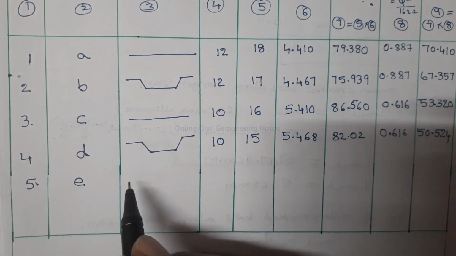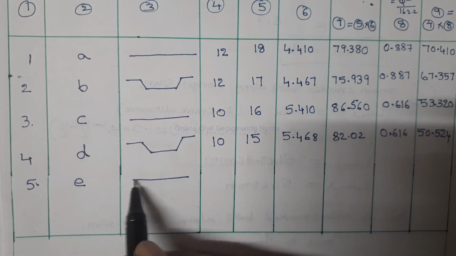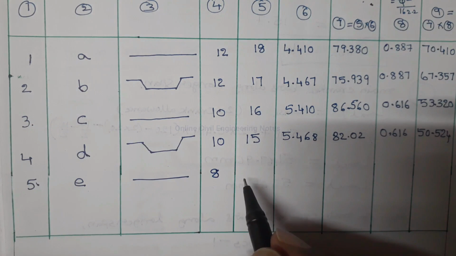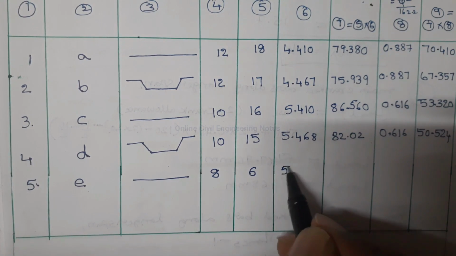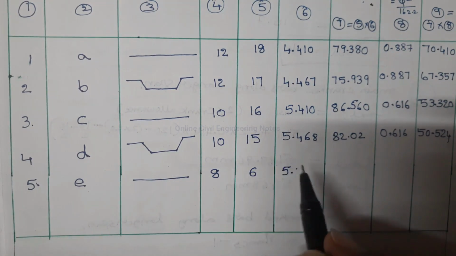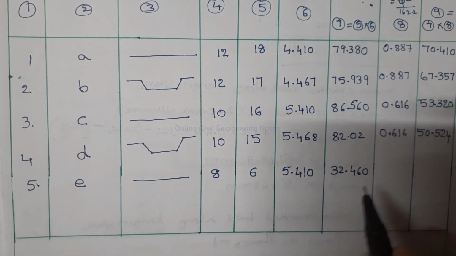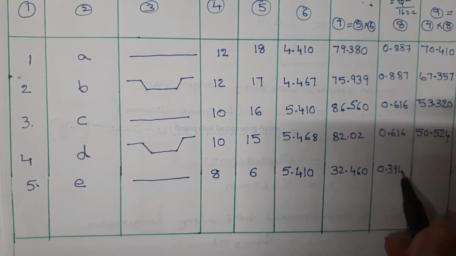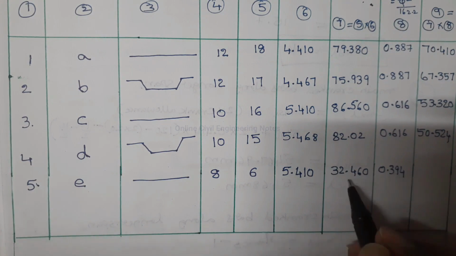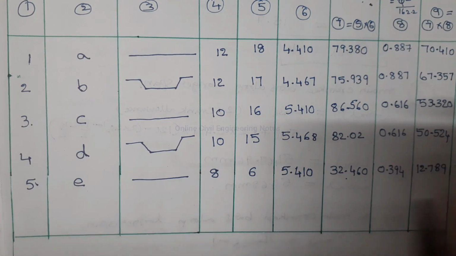Next one is E, which is the hanger bar or anchor bar along the shorter span. Diameter of hanger bar is equal to 8 mm. Number of bars are 3 plus 3, 6 numbers. Length of one hanger bar along shorter span is 5.410 meters, total length 32.460 meters. Weight per meter length of steel is equal to 8 square by 162.2, 0.394 kg per meter. Total weight is equal to 32.46 into 0.394, 12.789 kgs.